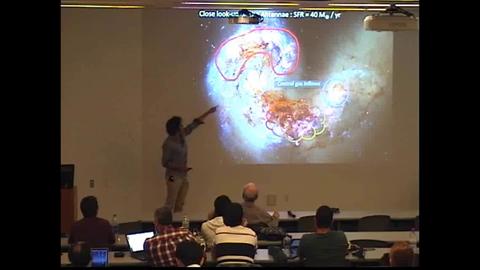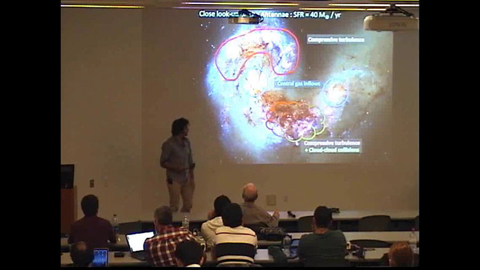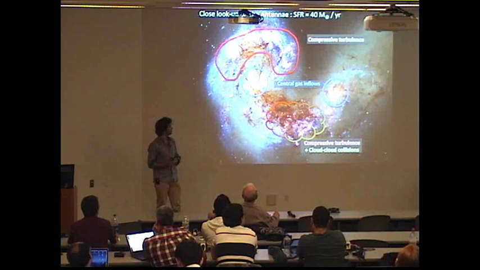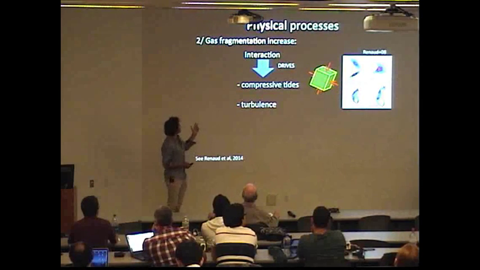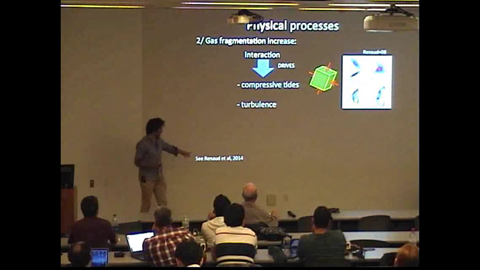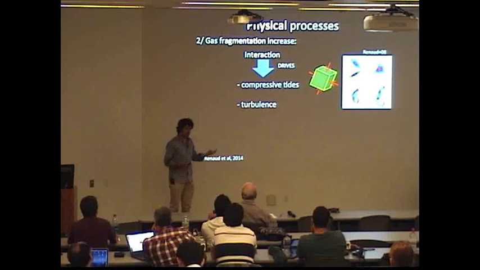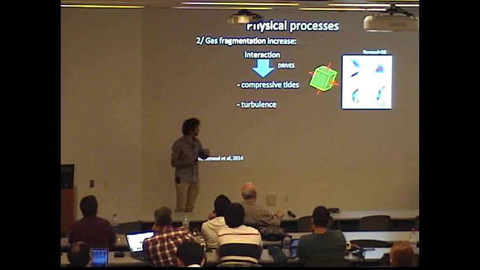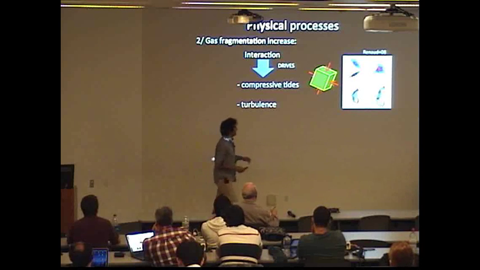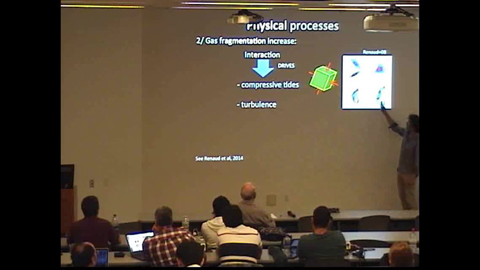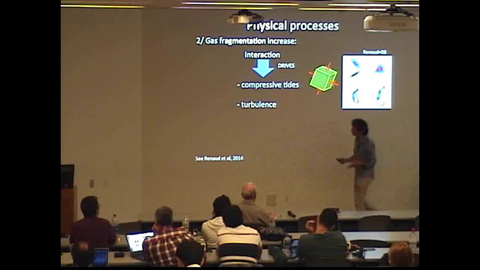And second, here in the extended parts, you have what we call compressive turbulence. You have gas fragmentation being caused by compressive turbulence. What is it? If we look at the very nice paper by Florent in 2014, you see that interaction drives two things. Compressive tides, which are a tidal field that is completely compressive in all directions. And actually, in interacting galaxies, you have a lot of places where you have a compressive tidal field. First in the nucleus, and then in the tidal tail here. All red dots are places where you have a compressive tidal field.